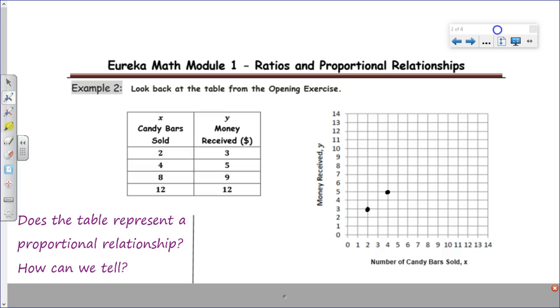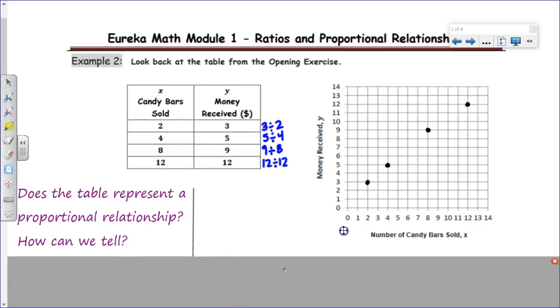2 candy bars is $3. 4 candy bars is $5. 8 candy bars is $9. And 12 candy bars is $12. Should be a clue already if 2 of the numbers are the same and the other ones are different. So, like we were doing before, you can do 3 divided by 2, 5 divided by 4, 9 divided by 8. These are not going to give me the same answer. Those are not going to give me the same number every time. But the cool thing about the graph is there's an easier way to represent that.